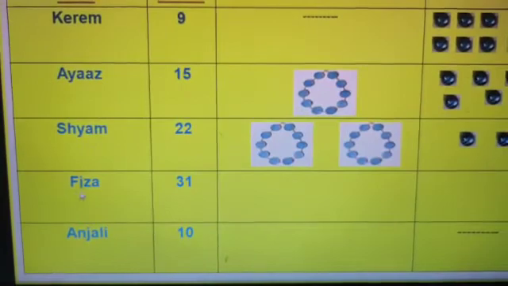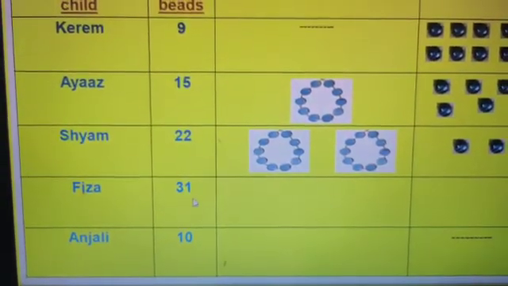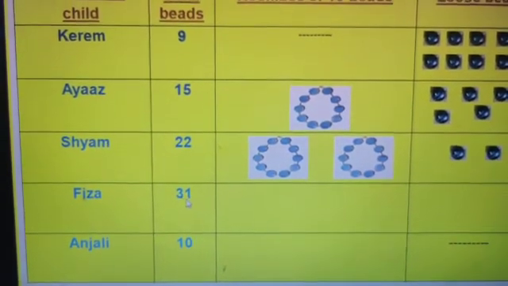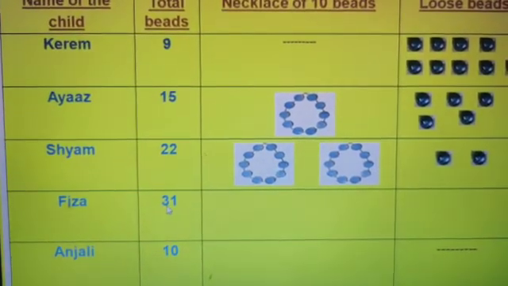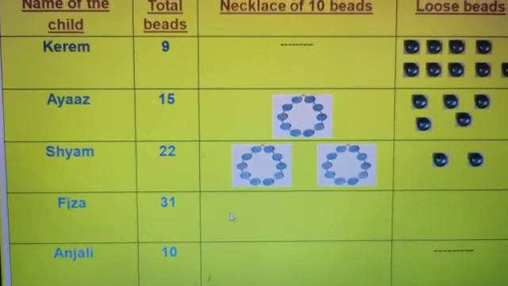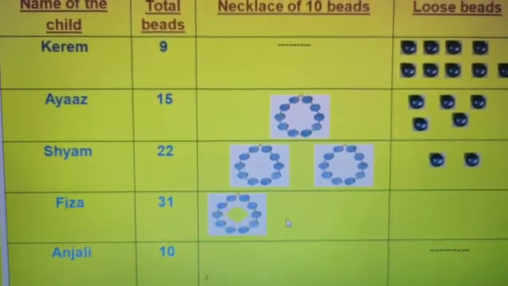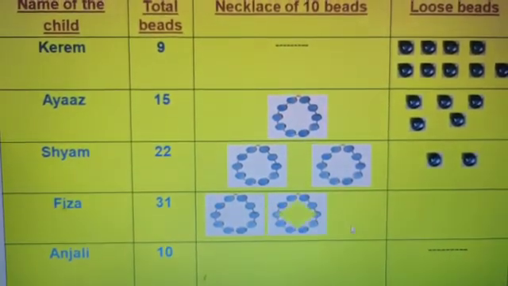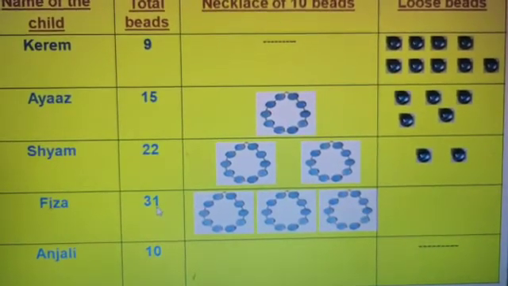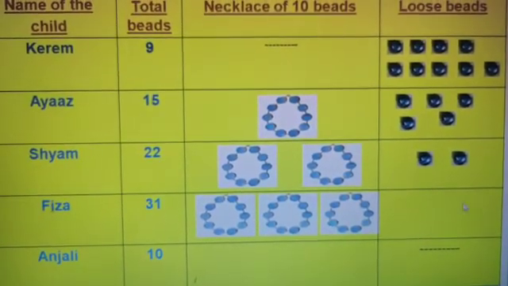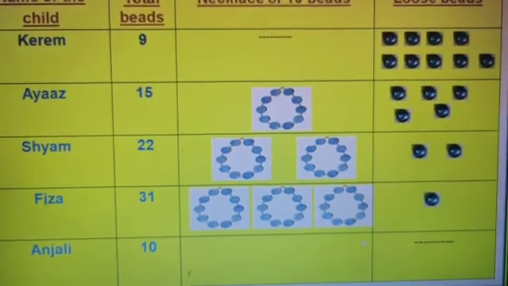Now, next, Fiza has 31 beads, right? 3 in the 10's place, 1 in the 1's place. So, how many necklaces, each of 10 beads, can she form? 3, right? 1, 2, 3. How many loose beads does she have? 1. So, 1 loose bead.